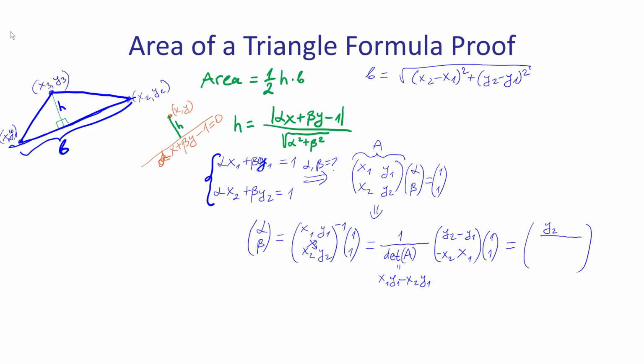It will be y2 minus y1 divided by det A. Pay attention that here I'm using that just as a shortcut notation. I will define determinants in the next slide, but here I will just use it as some given constant expression, determinant of A. And the second element will be x1 minus x2 divided by det A. So this will be alpha and this will be beta.